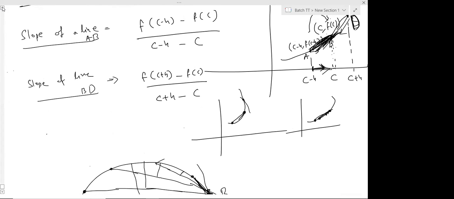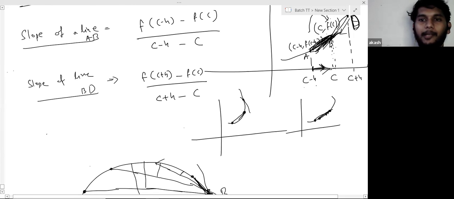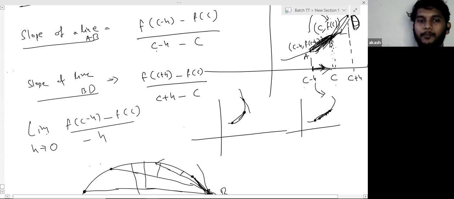Now if I make this H very small, then there will be no difference between C and C minus H. So how to make things very small? We use limits. If I write limit H tending to 0 of the same function f of C minus H minus f of C, and C minus H minus C is minus H, with H tending to 0, this is the slope of the tangent at B.